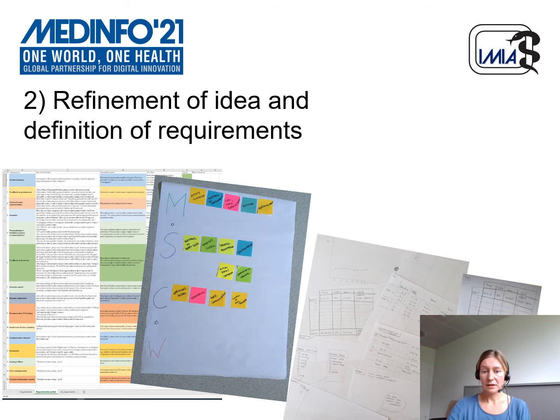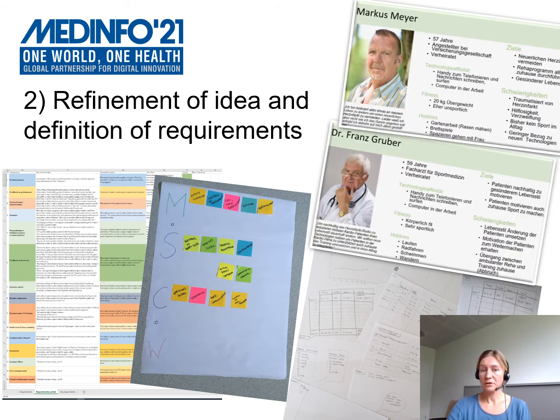So in the next step, we used the requirements and drew some first sketches of how the activity planning tool could look like. Further, we developed user stories to communicate the envisioned requirements to stakeholders and developers and to ensure that we have the same perspective on potential users.